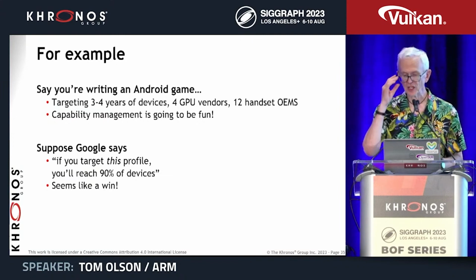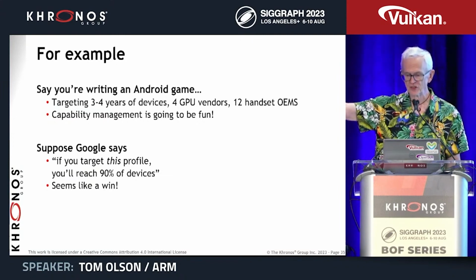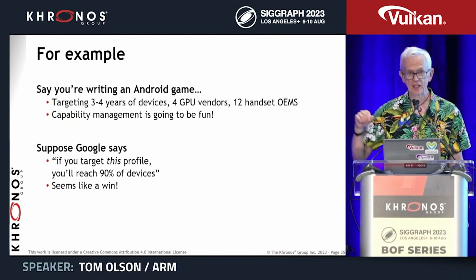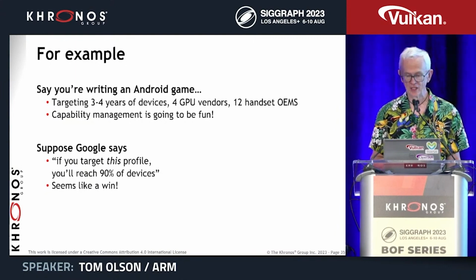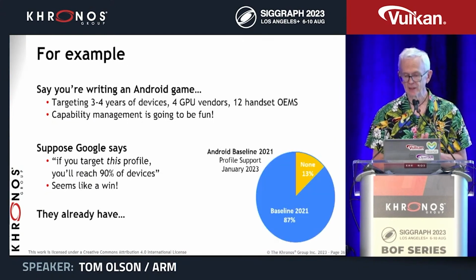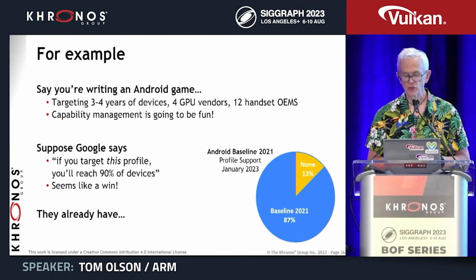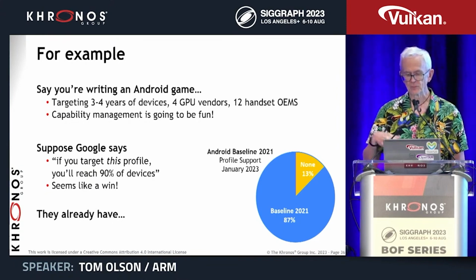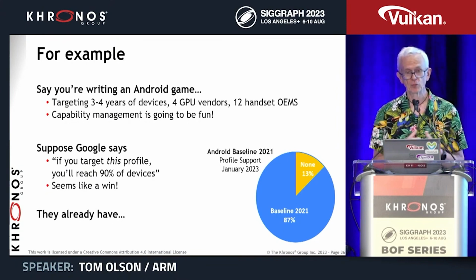Now suppose Google says, here's a profile, target this, and you will be able to run on 90% of the devices that hit the Play Store in the last month. Seems like a win. And they've already done it. Android Baseline 2021, in January, 87% of devices, certainly at 90% now. Android Baseline 2022 is lower. I think it's at 80% of devices in January, but you know, progressing.